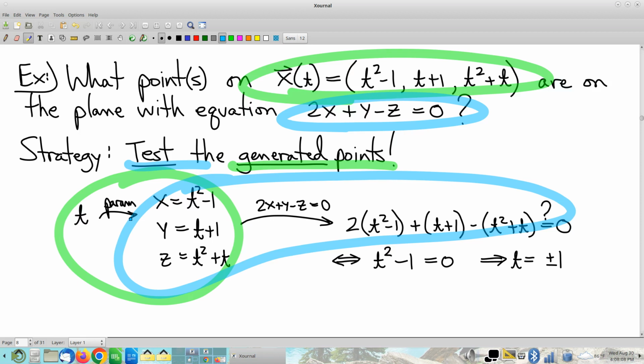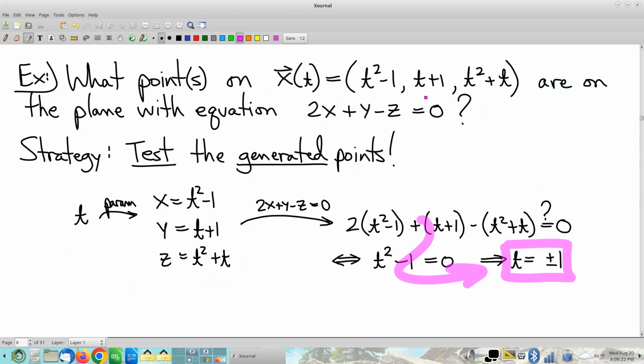So a little bit of algebra ensues, no big deal. Easy to do this algebra, and the punchline is t can be either plus or minus 1. Cool. What does that tell us? That isn't actually what we were asked. You'll notice we were asked, what are the points? We have found the t values. The question was to find the points.